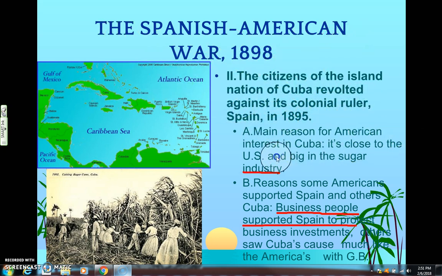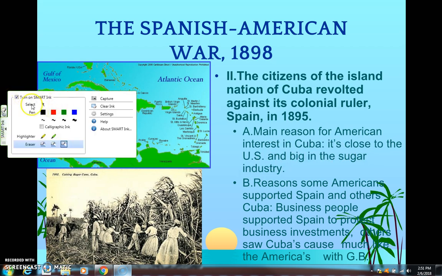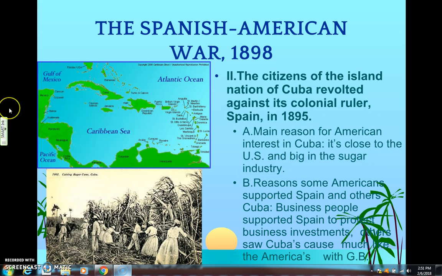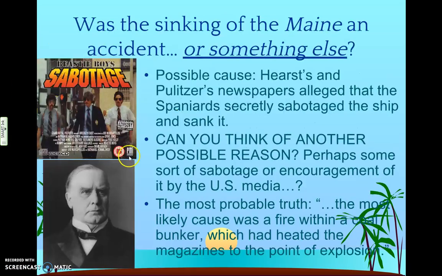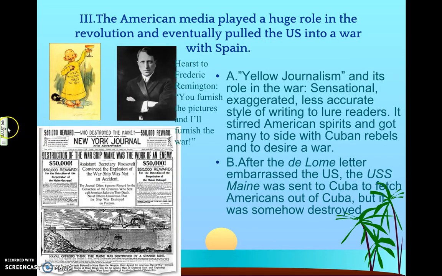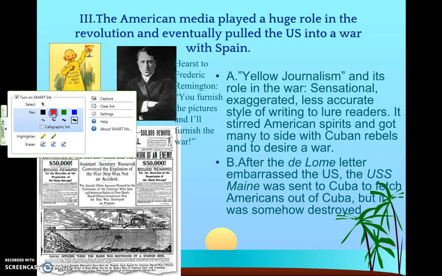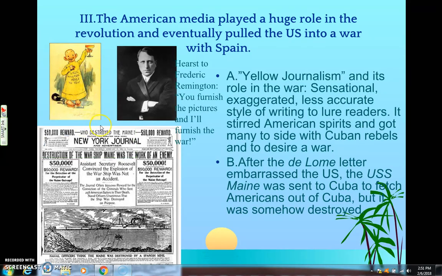Now, the other thing to keep in mind, and this is kind of different to think about, is the press, and I believe that that's going to be our next slide, is talking about the American press, and this cannot be overstated. There we go. The American media is going to play a huge role. There's these two guys that they're going to be on the next slide, but Hearst is referenced there. The American media plays a huge role in pulling the United States into war with Spain.